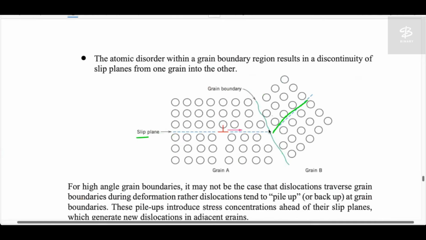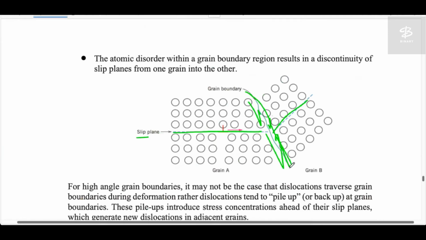Because at the boundary you have atoms that are not perfectly aligned. As you can see, there is no perfection. Okay, this is not your boundary line. This is your dislocation slip plane, that's why it is indicated here. So the slip plane is a different thing. But here the grain boundary is only this one.